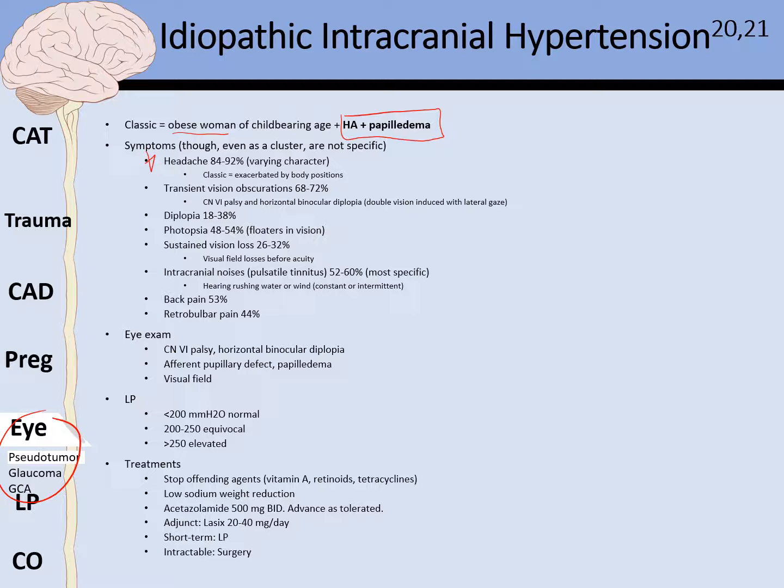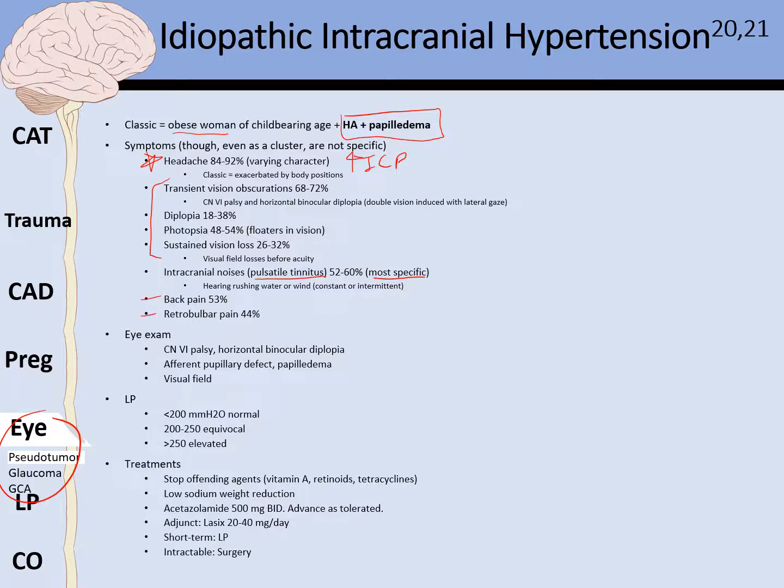The headache is classically positional, such as laying down making it worse, just like with brain masses where laying down increases intracranial pressure. The biggest associated symptom to be aware of is vision changes. While this is not a life-threatening diagnosis, it is considered emergent because of its risk of permanent vision loss. A specific finding for this diagnosis is pulsatile tinnitus, described as hearing rushing of water or wind, and can be constant or intermittent. Other symptoms can be back pain or eye pain.